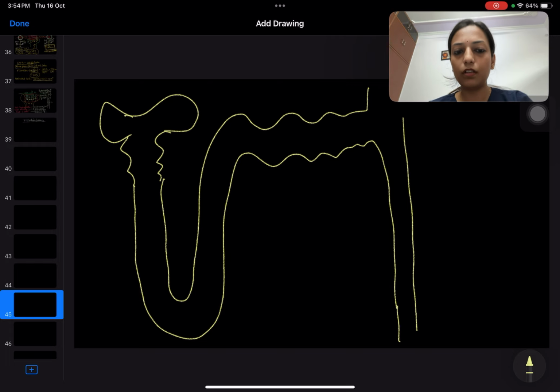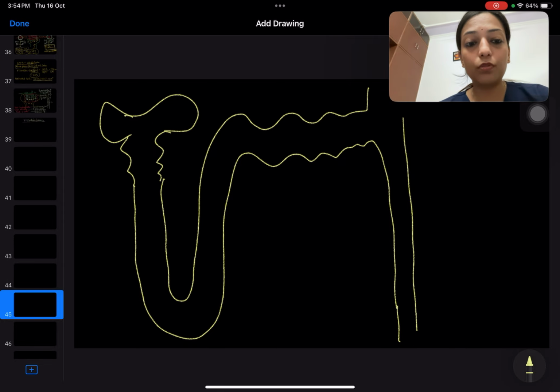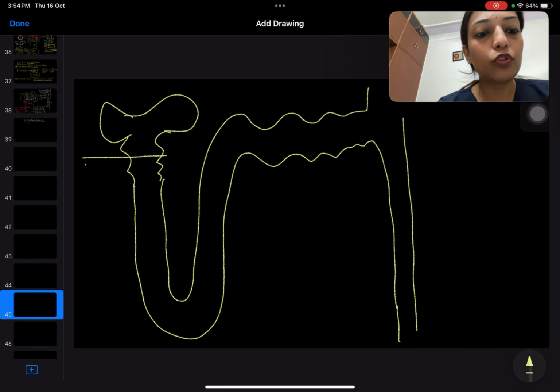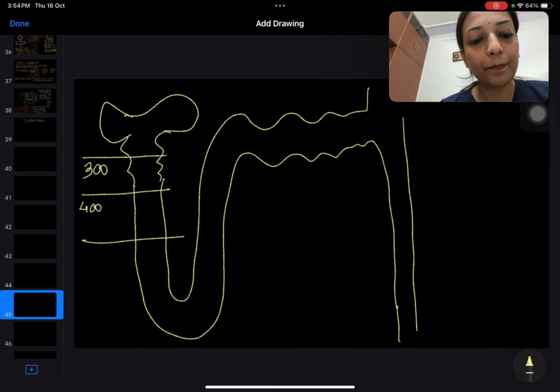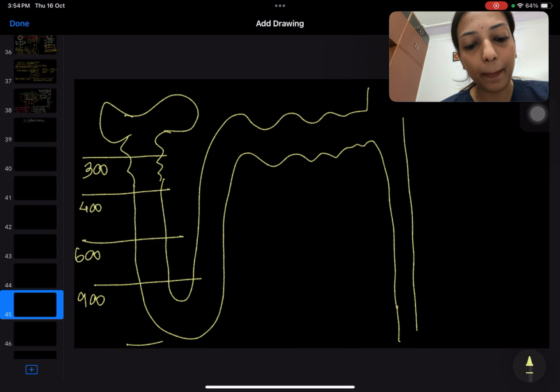See, is it like this? Yeah. So somewhere here the osmolarity was 300, 400, 600, 900, 1200. Right? Please understand, this is the loop of Henle, right?